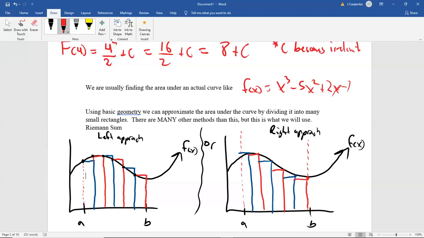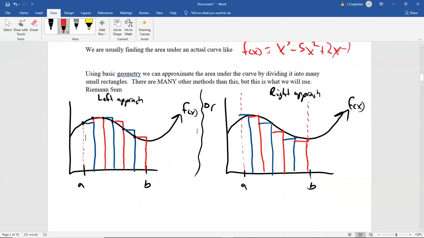With this left approach for this example, there's a lot more over approximations, like this one's a little too much, a little too much, a little too much, whereas this one's a little less, not quite enough, if you will. So this one probably over approximates the area, whereas this one, most of the rectangles are below. There's only one that's above, and that's this one. So this would probably under approximate it.